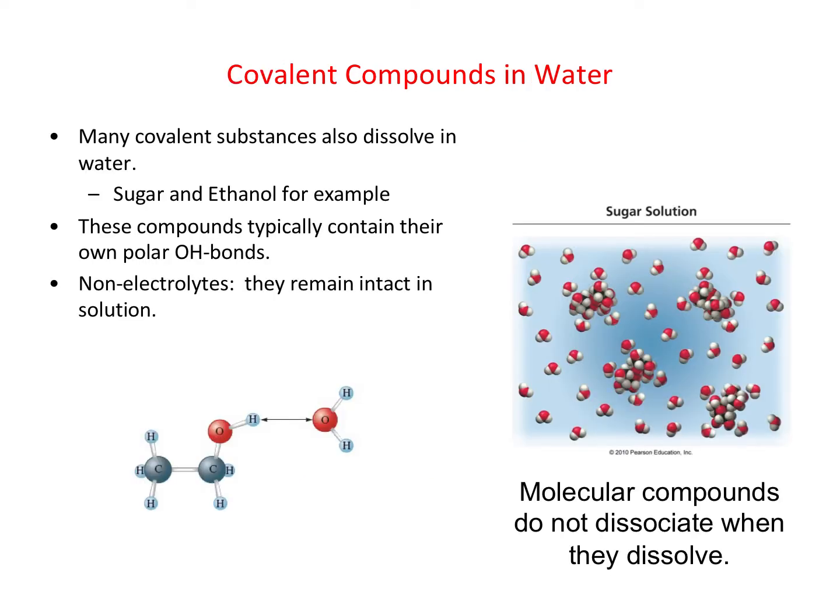Covalent compounds, on the other hand, when they dissolve in water, they don't dissociate. So many covalent compounds are soluble in water. Ethanol, that we've talked about previously in this chapter. Sugar is another example.